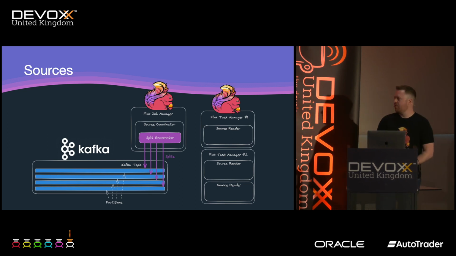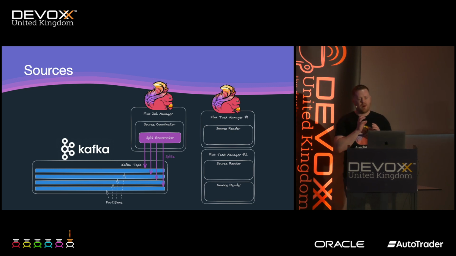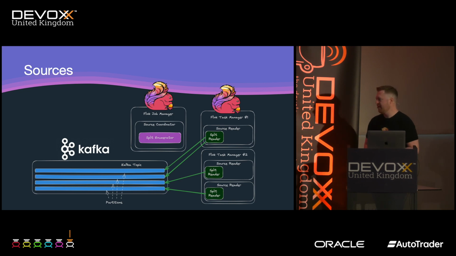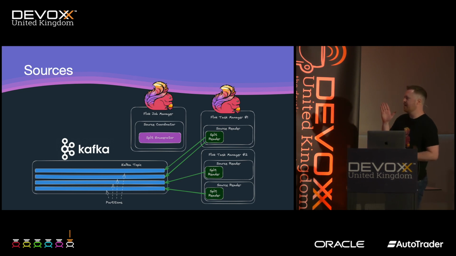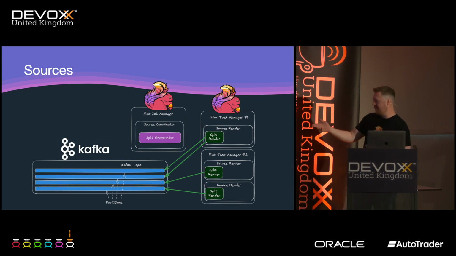The split enumerator would list files, list partitions, list topics, and identify what is available to consume, and then it would distribute them across the source readers. It would say, split reader A, can you please read from partition 1 and 2, and then B, read from 3, and C, read from 4.